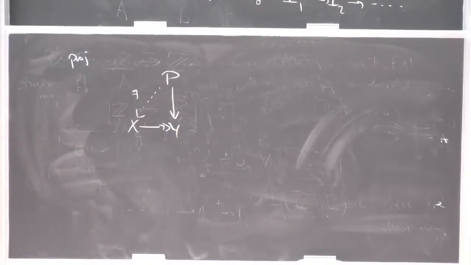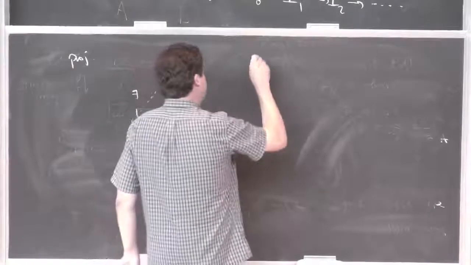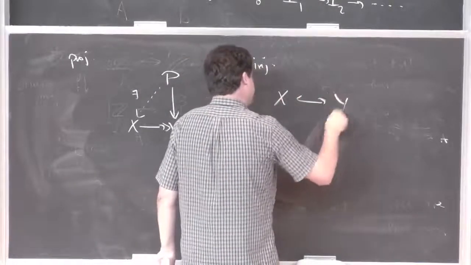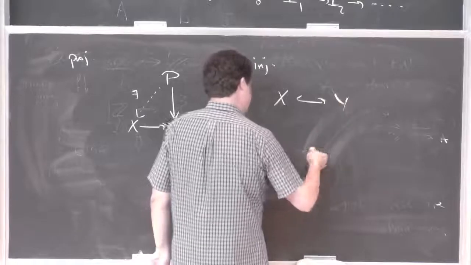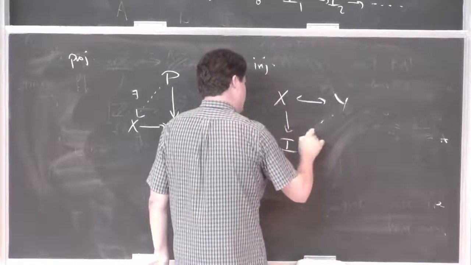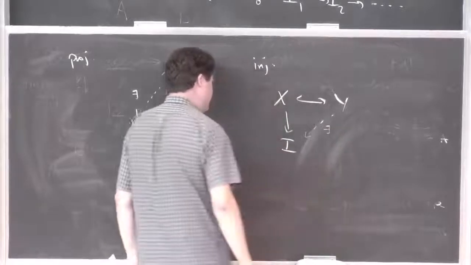But you don't really need, for all of homological algebra, you don't really need a free module. You just need that this diagram works. So we define a projective to be the thing where you can do that. And injective is the dual thing. If I have X injecting into Y, and I have some injective object like this, and there exists a map like this. Have I got that right?